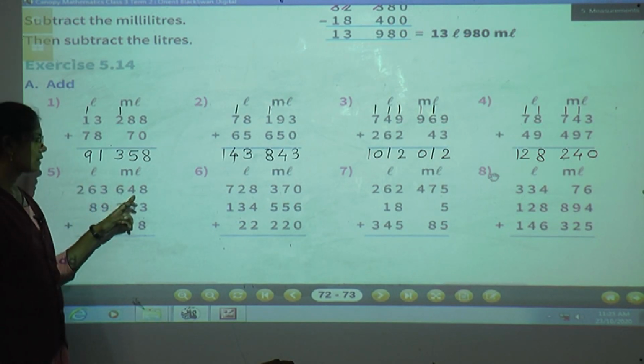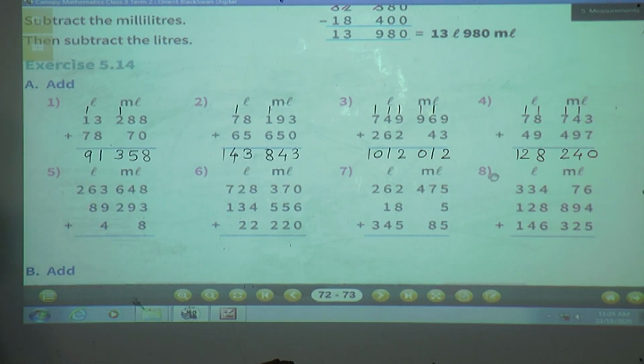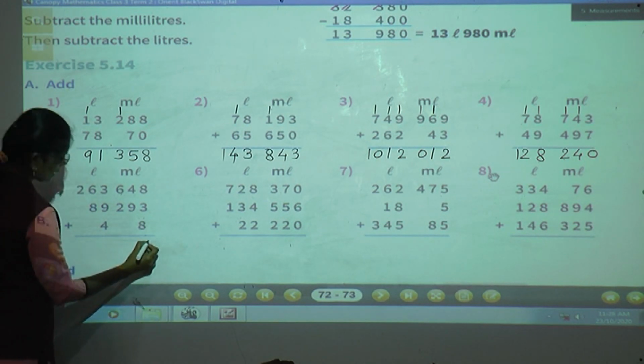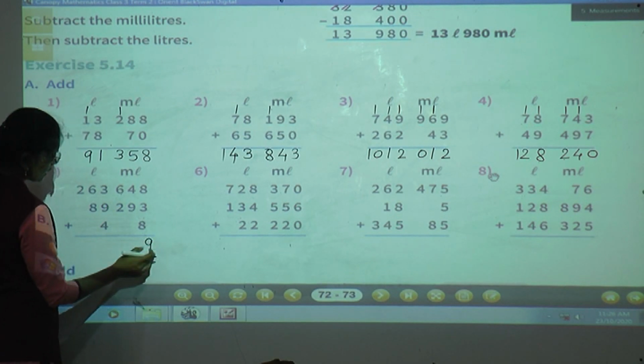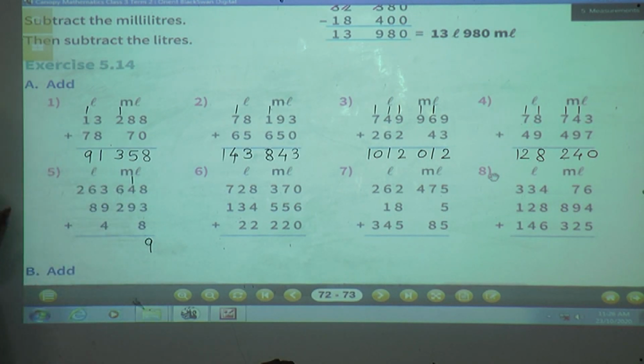Here 263 liter, 648 milliliter. Then 89 liter, 293 milliliter. 4 liter, 8 milliliter. Then 8 plus 3. We have to add milliliters first. 8 plus 3, 11. 11 plus 8. After 11 you have to count your 8 fingers. Okay. So 11 plus 8. What is the answer to the addition 11 plus 8? 19. So what will you write here? 9 and 1 as a carry.